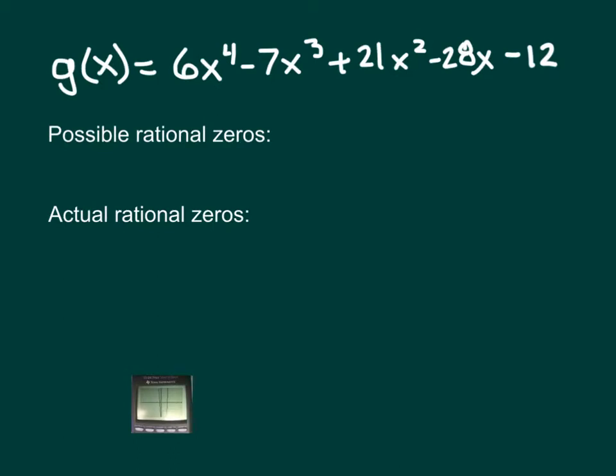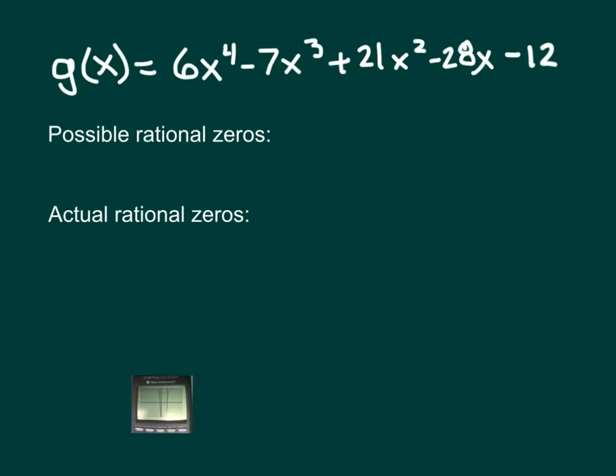Okay. Ultimately, our example is to take the function g of x equals 6x to the fourth minus 7x cubed, etc. We are trying to ultimately determine all the zeros and write the factorization for it. In other words, break it up into potentially four factors since it's an x to the fourth.